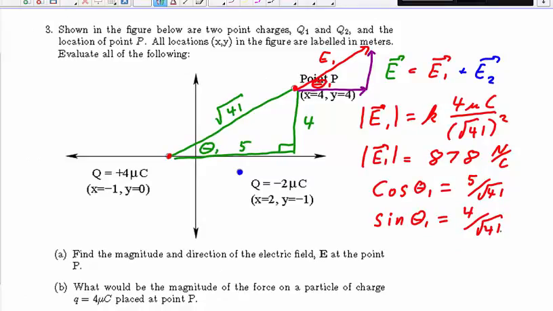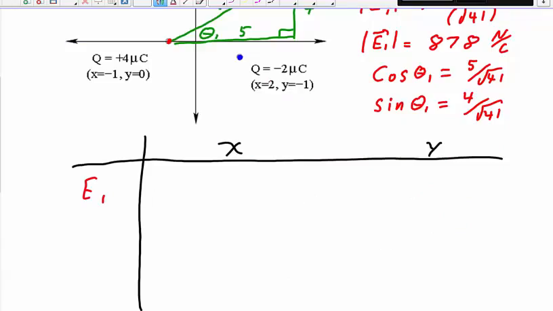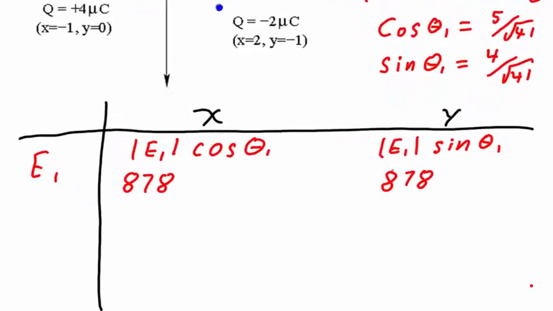Armed with the magnitude, the cosine, and the sine, we are fully ready to calculate both the x and the y component of the vector E1. The table allows us to keep track of this calculation very carefully because we'll recognize that the x component of E1 is the magnitude of E1 times the cosine of theta 1, and the y component of E1 is again E1's magnitude times the sine of theta 1. The magnitude is 878 newtons per coulomb in both cases, and on the left-hand side, we substitute for the cosine 5 over the square root of 41, and on the right-hand side, 4 over the square root of 41.